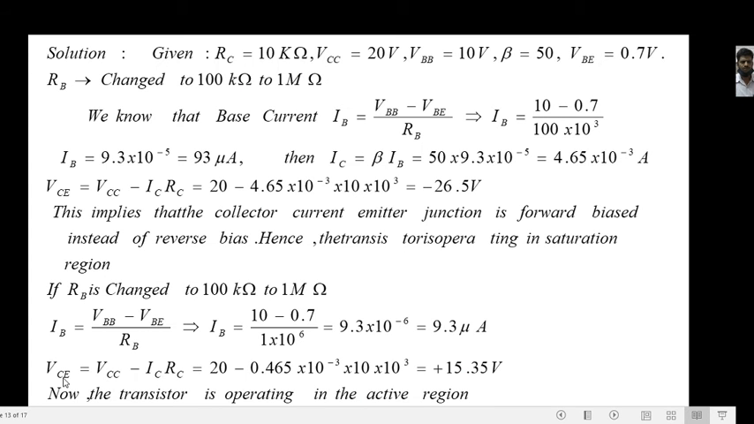So VC is equal to plus 15.35 volts with IB equal to 9.3 microampere, compared to the earlier case where VC is equal to minus 26.5 volts.